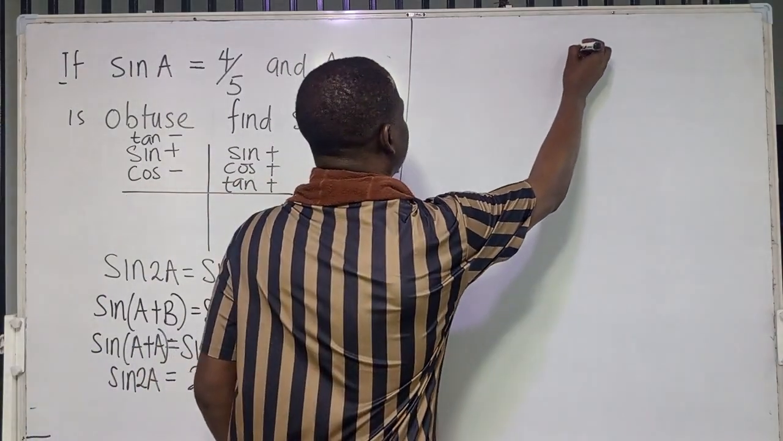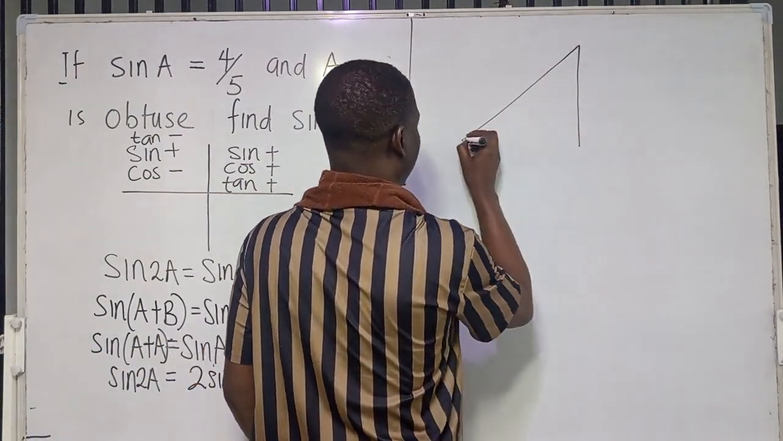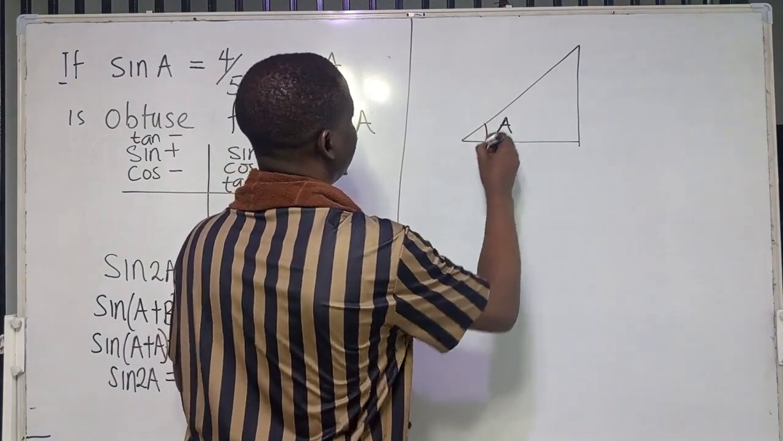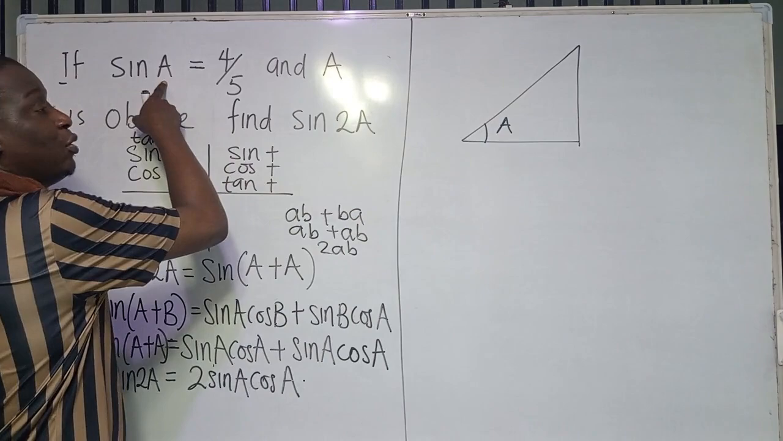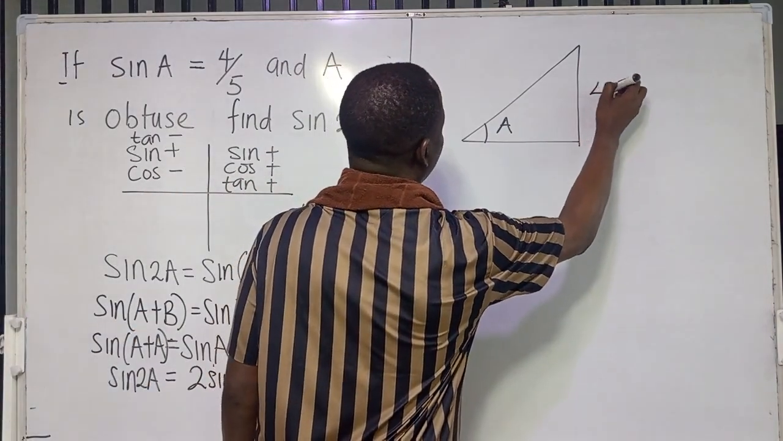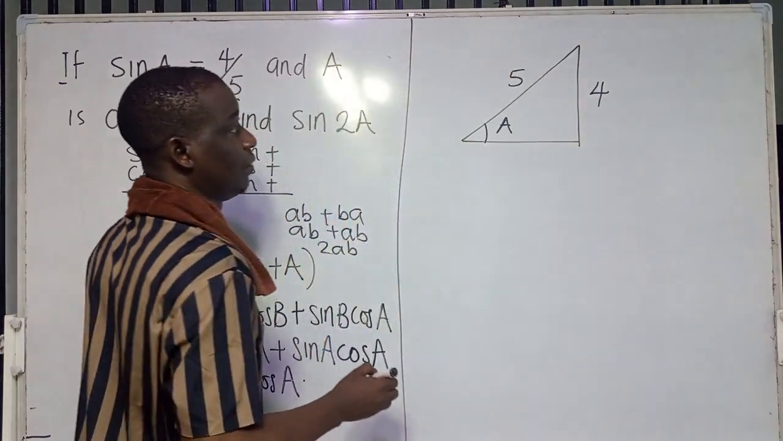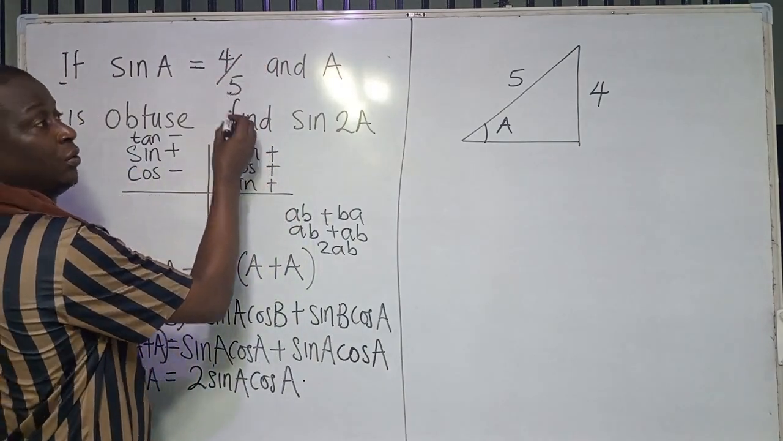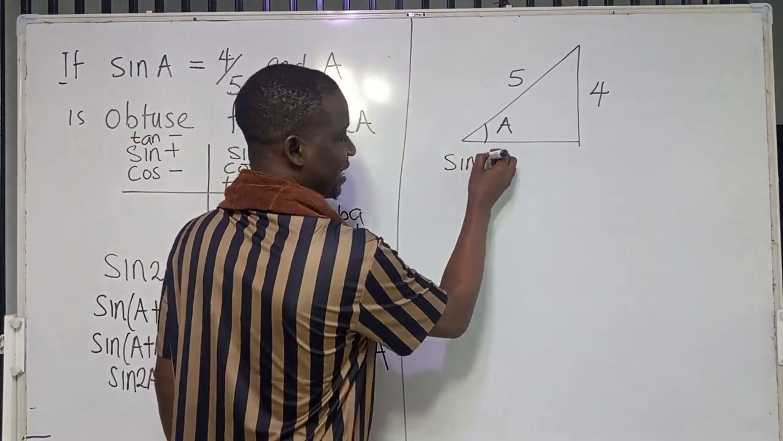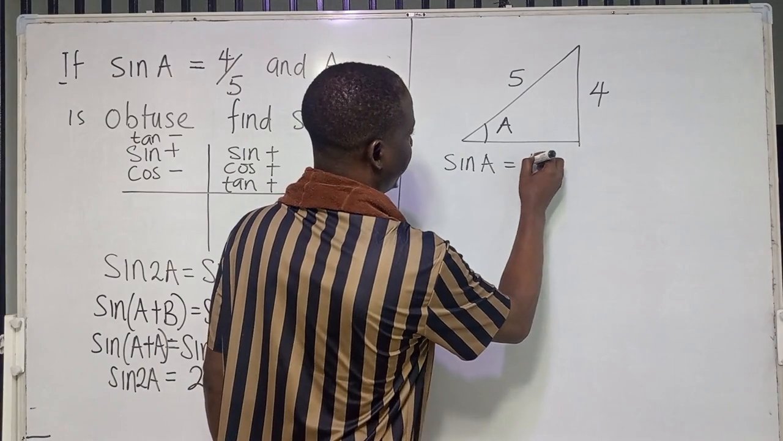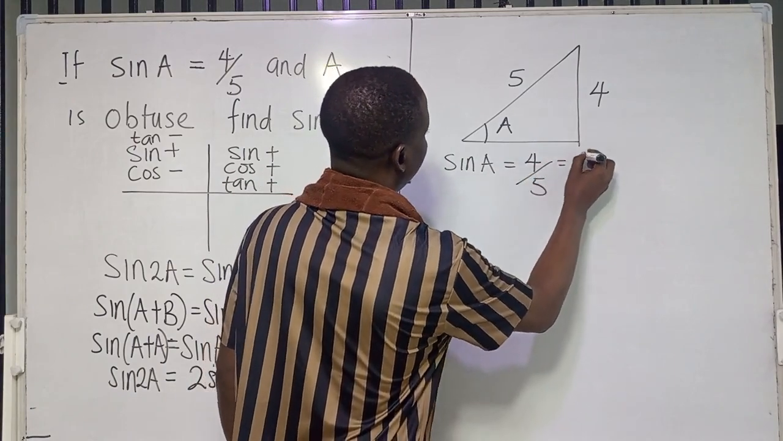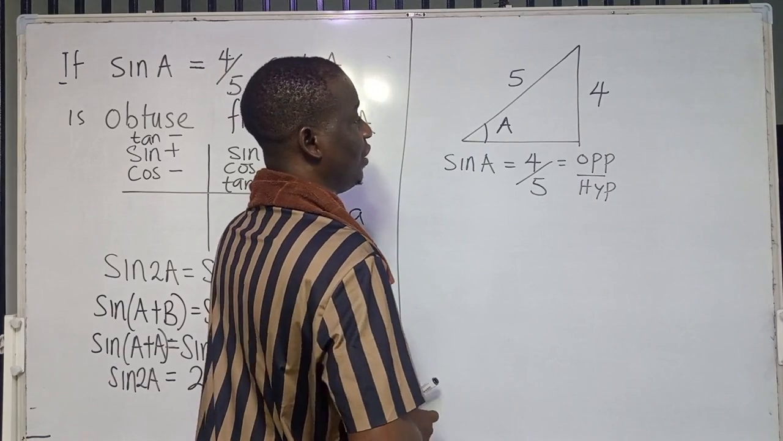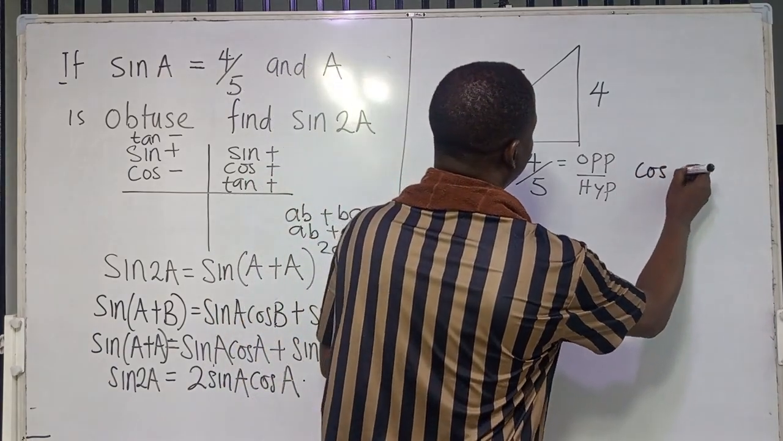But remember, if I draw a right triangle like this, look at the board. Let's say this is angle A, for instance. Sine A is opposite over hypotenuse. This is the opposite and here is the hypotenuse. So sine A is 4 over 5, because it's opposite over hypotenuse. If I want to find cos A, it will be equal to adjacent over hypotenuse.